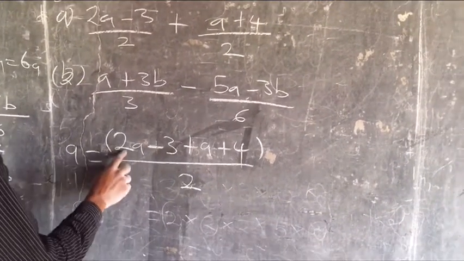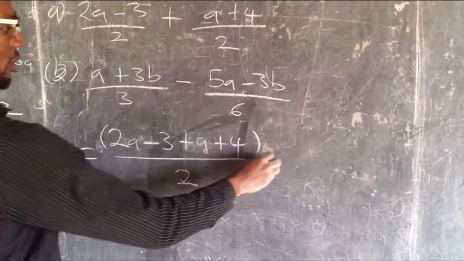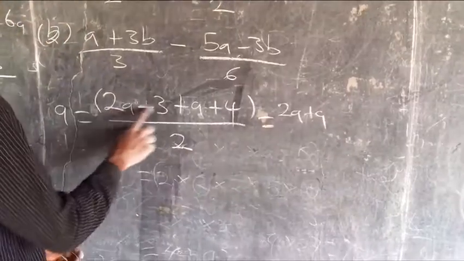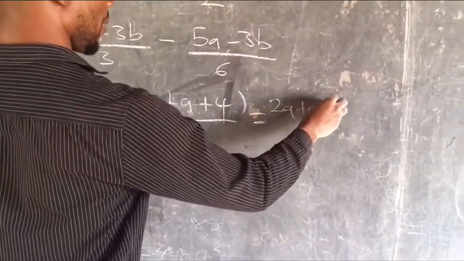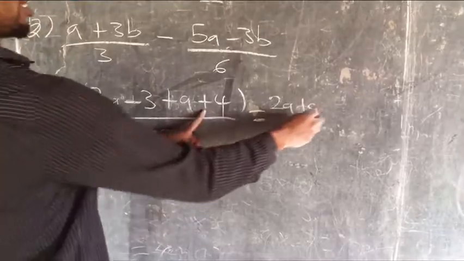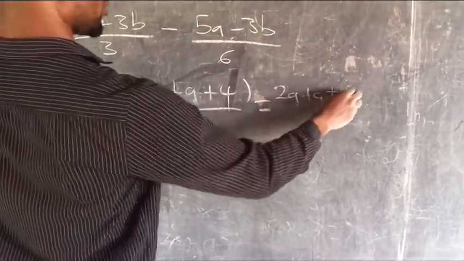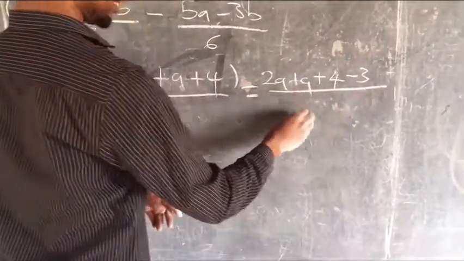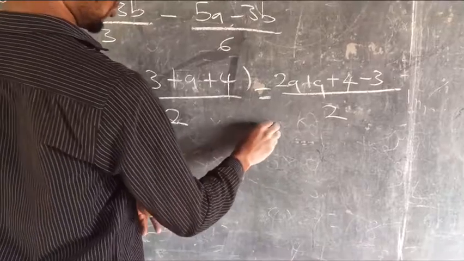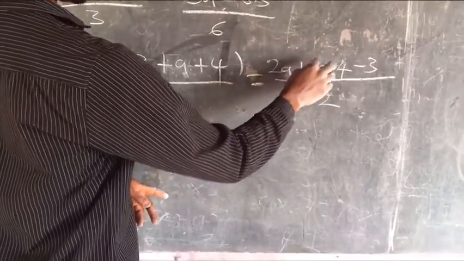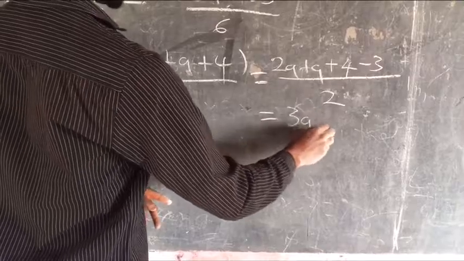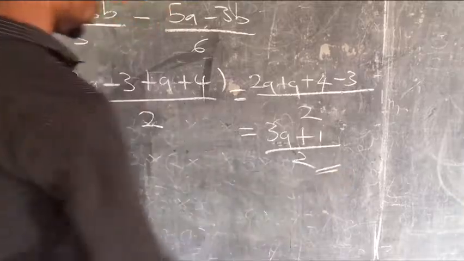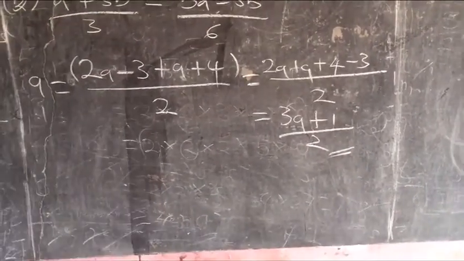So we will just collect like terms. We will get 2a plus a, and then I will advise maybe carry this positive one first, 4 minus 3. Make it simple for you. So you will get over 2. So we do that one. 2a plus a will give us 3a. 4 minus 3 will give me 1 over 2. So that one answer be that.